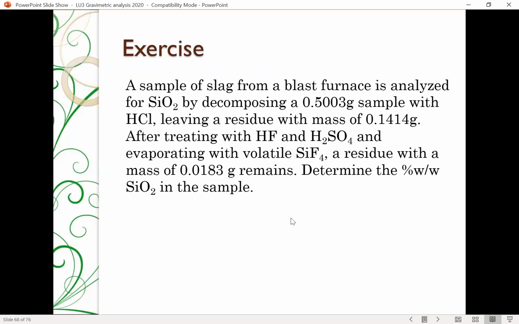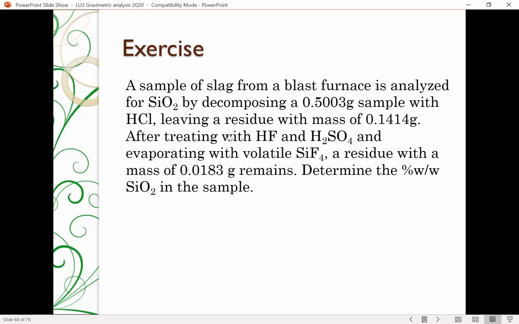Okay, so this is going to be an exercise that you can do. A sample of slag from a blast furnace is analyzed for SiO2 by decomposing a 0.5003 gram sample with hydrochloric acid, leaving a residue with mass of 0.1414 gram. So after treating with this kind of acid and evaporating the volatile SiF4, a residue with a mass of 0.0183 gram remains. Determine the percentage weight to weight SiO2 in the sample.